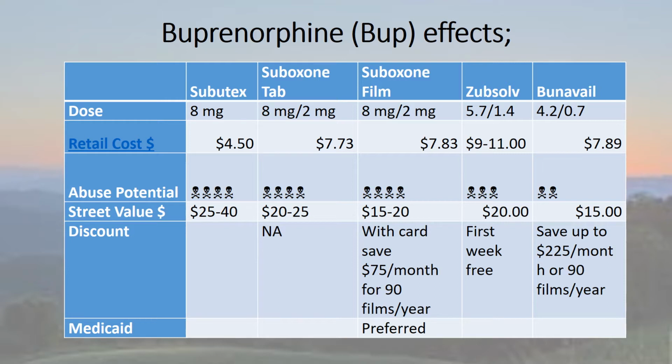To give an idea of the different forms, Subutex is pure buprenorphine. It's available generic right now. Retail cost would be about $4.50 a tablet. On the street, that would go for $25 to $40.